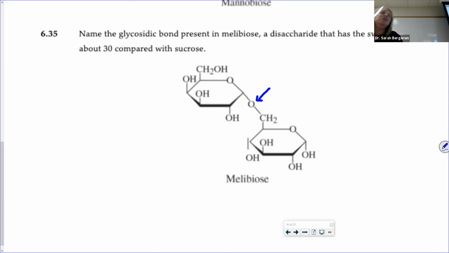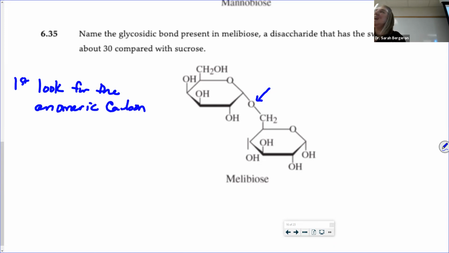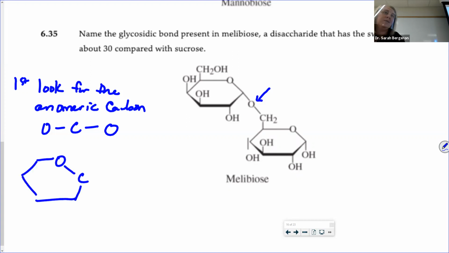So when you're trying to label what kind of a glycosidic bond, the first thing that you do is to look for the anomeric carbon. What's the anomeric carbon? We talked about it last time. So it's a carbon that's between 2 oxygens. Now, one of those oxygens is in the ring, right? So one of those oxygens is inside the ring. Where's the other oxygen?